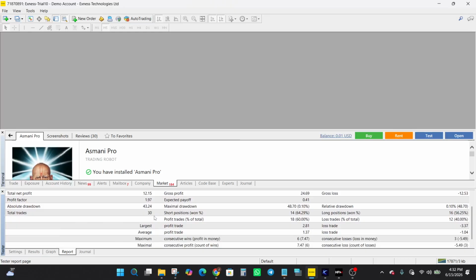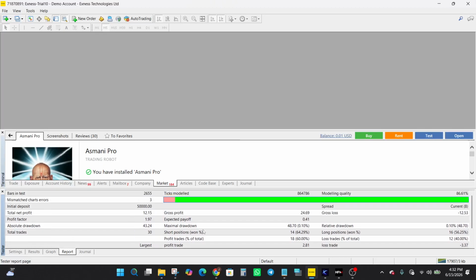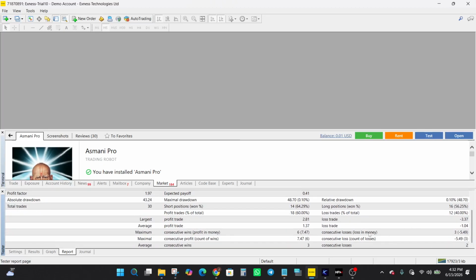Total trades taken were 30, out of which 18 were profitable, giving us a 60% win rate. The largest profit was 2.81, and the average profit was 1.37. But then the largest loss was 3.37, and the average loss was 1.04. All right. So that means the risk to reward ratio is not very good, but it is manageable, right? Because the risk to reward ratio is close to 1:1.3 thereabouts.